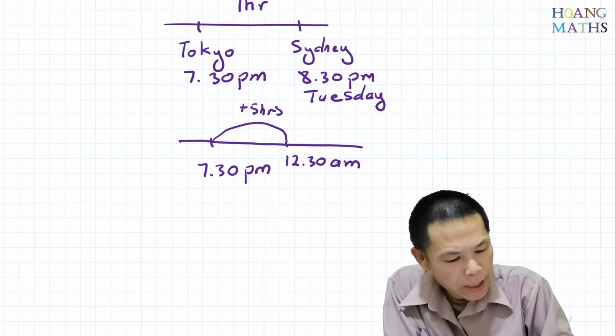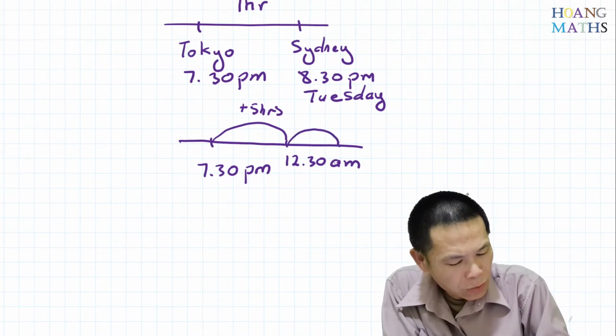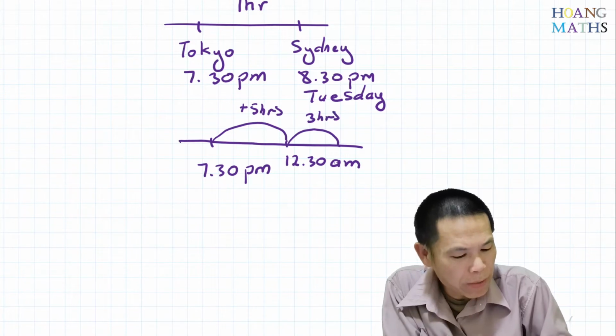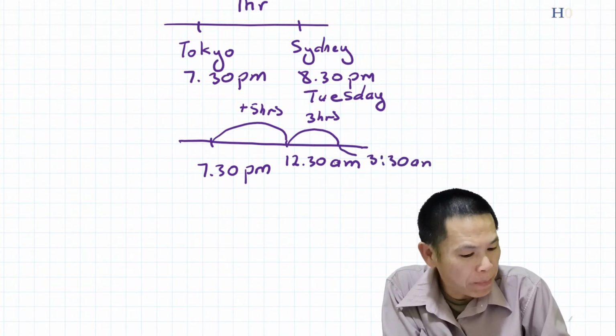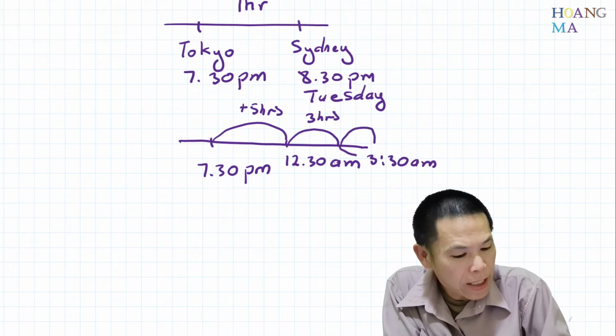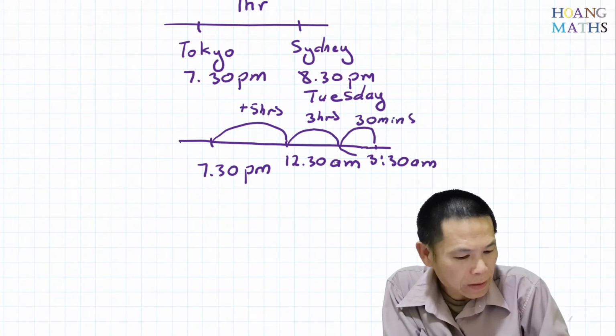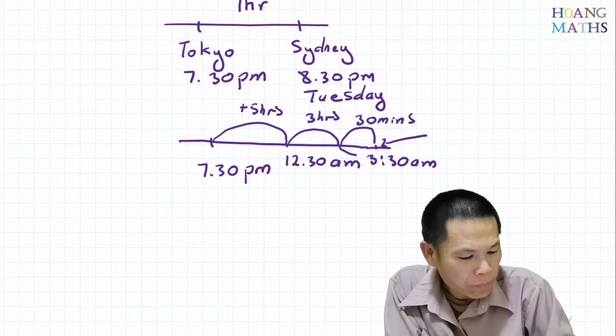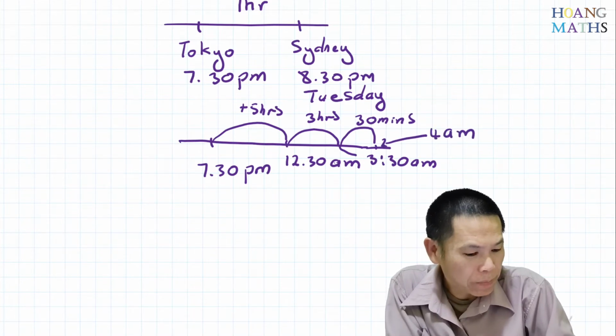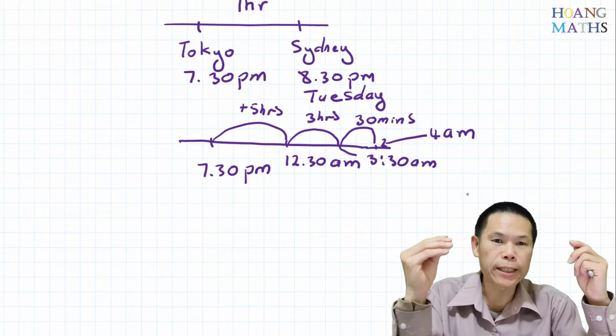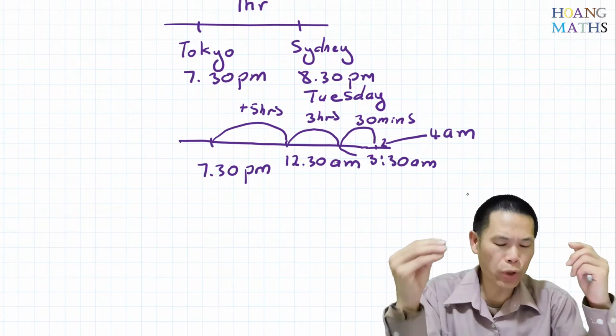But then we need to add another 3 hours. So that will give me 8 hours, right? If we add 3 hours, this will give me 3:30 a.m. Then we need to add another 30 minutes. So this will give me 4 a.m. So that is when Jessica arrives in Tokyo.